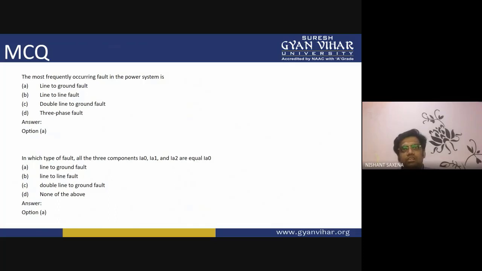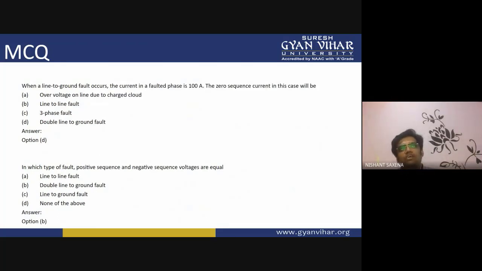Now, in which type of fault are the three sequence components IA0, IA1 and IA2 equal? That means they are in series. In which system are they in series? They are in series in a line to ground fault. Now, when the line to ground fault occurs, the current in the faulted phase is 100 ampere. The zero sequence current in this case would be calculated, it will be double line to ground fault.